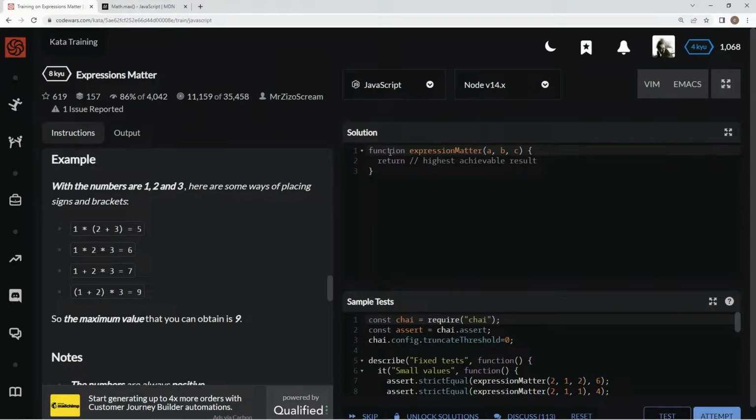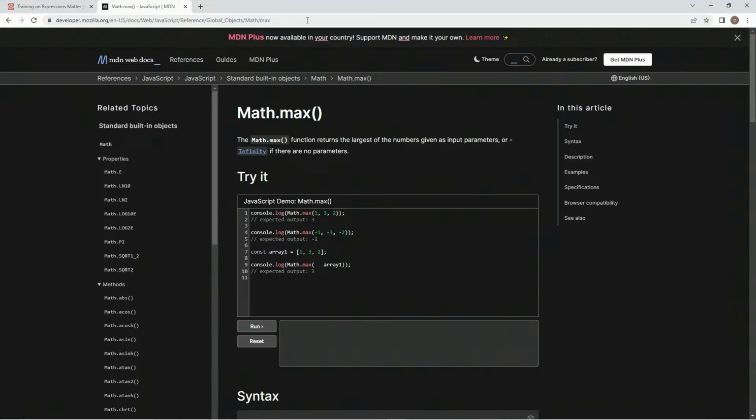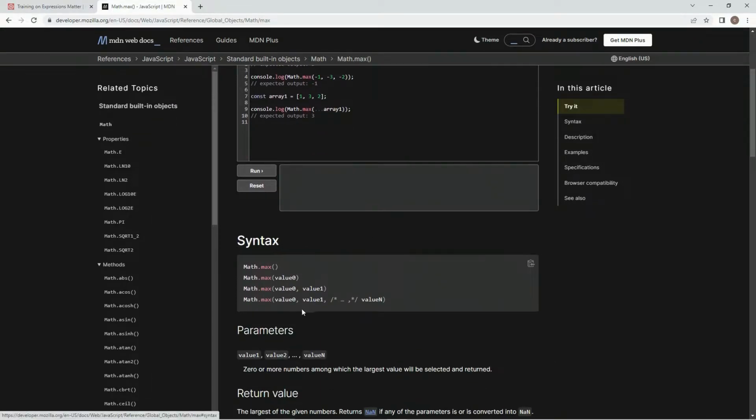So what we're going to do here is say const expressionsMatter equals all this, and then we're going to do the arrow right here. We don't really need to test this because we're just going to be doing one thing. We're going to be using this Math.max function, which returns the largest of the numbers given as input parameters, or infinity if there are no parameters, right? So here's the syntax we're going to use: just comma separated values inside of the parentheses, right?